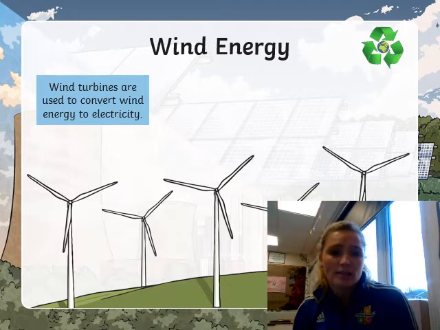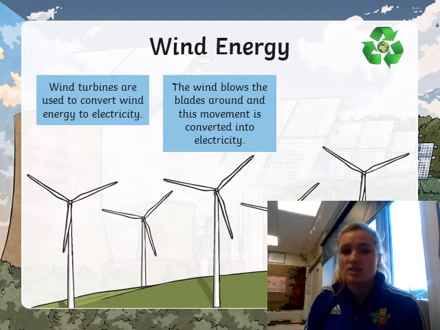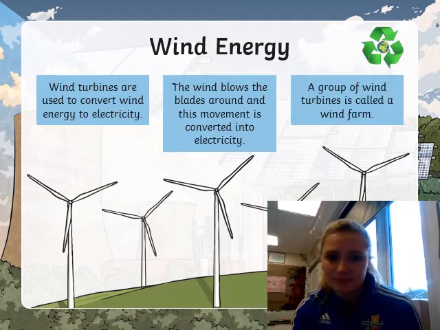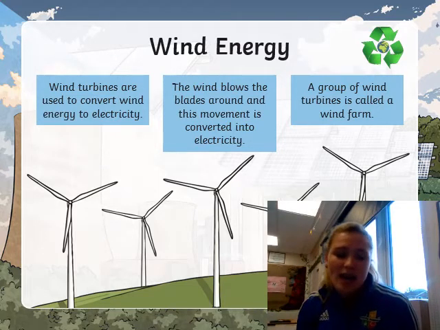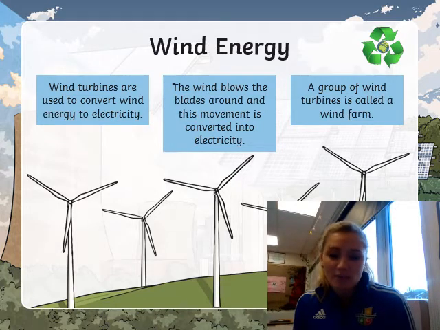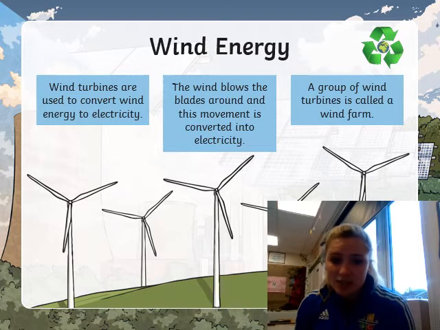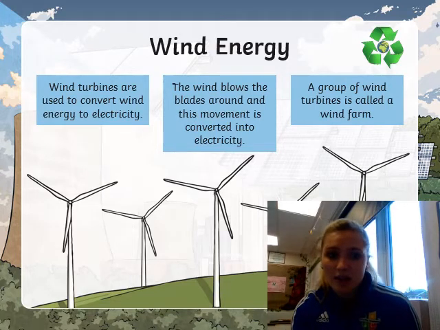These are used to convert wind into electricity, and the way that this happens is the wind blows the blades, so the blades spin around and that movement is converted into electricity. You can see a wind farm if there's lots of them together. If the wind blows, they spin around and convert that to electricity rather than having to burn any fossil fuels such as coal or oil. And what you will see is that they don't all face the same direction, because sometimes the wind blows from different directions. So on a wind farm there'll be lots facing different directions to catch the best flow of the wind.